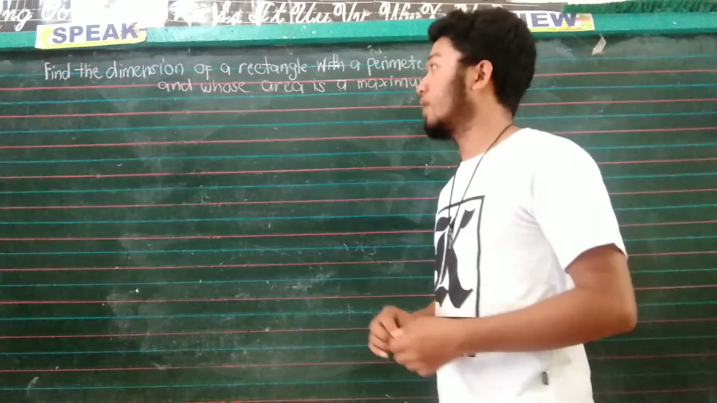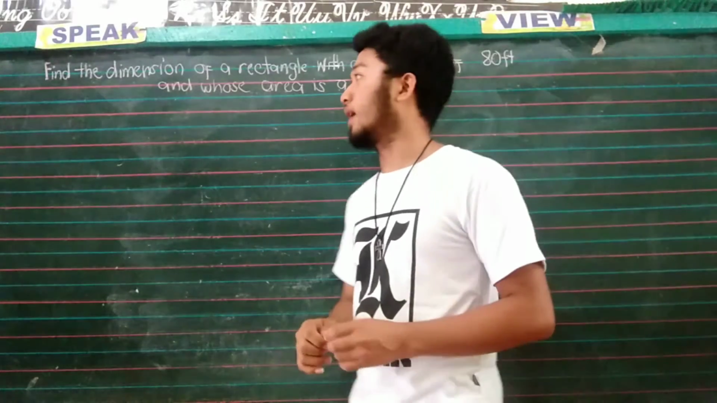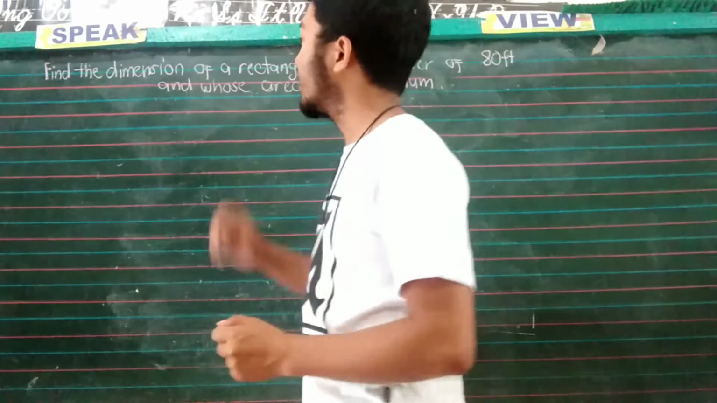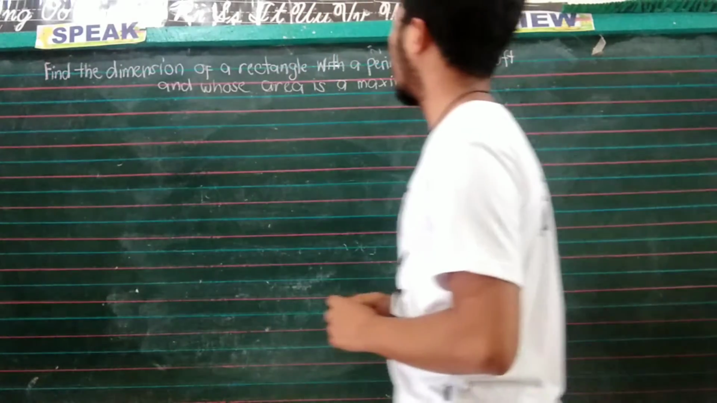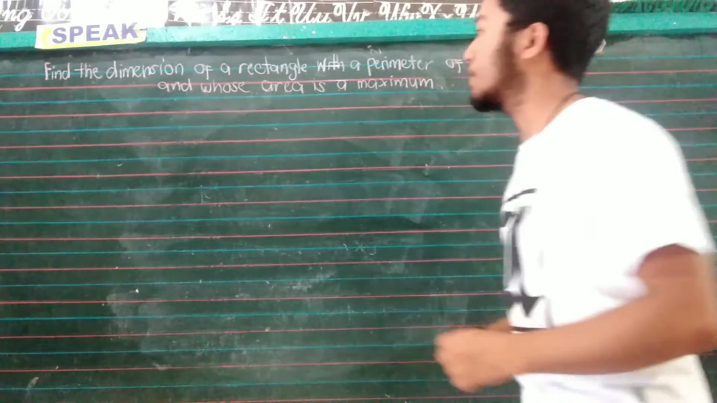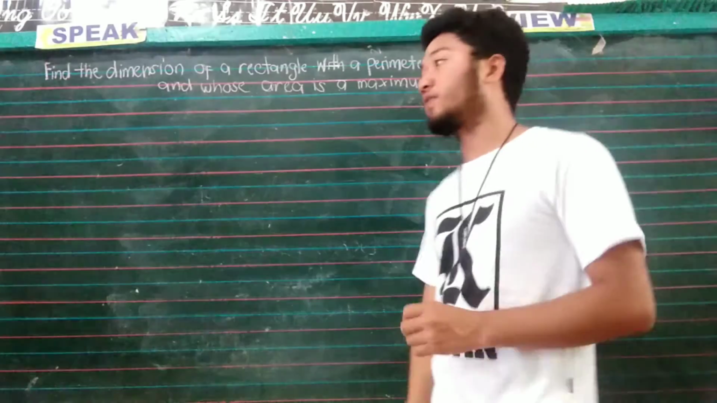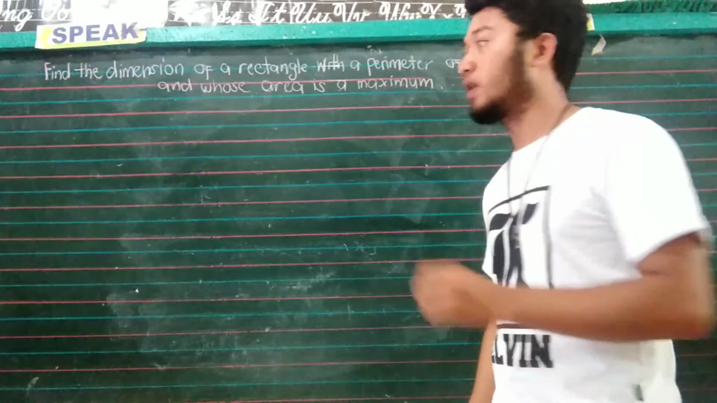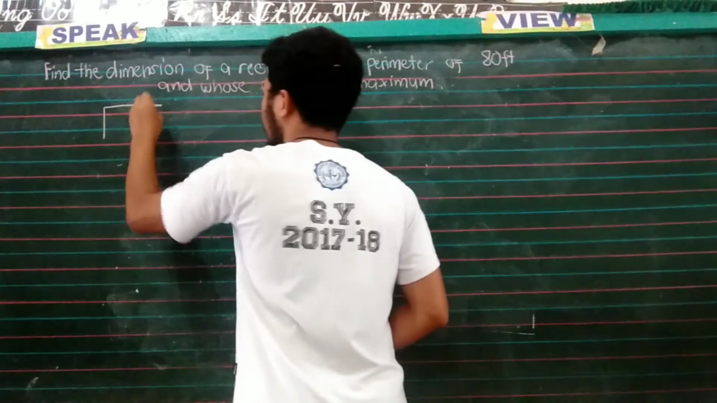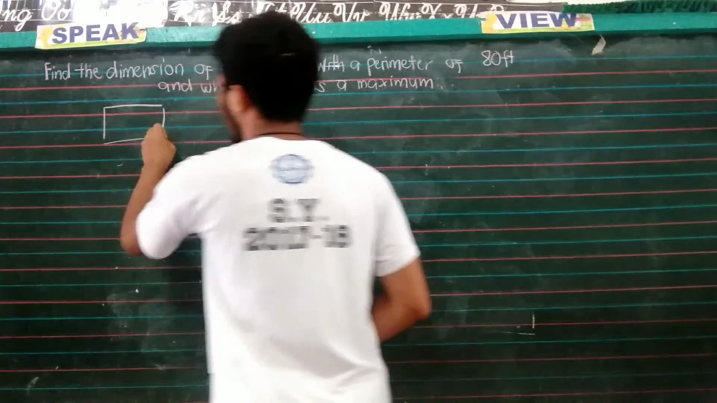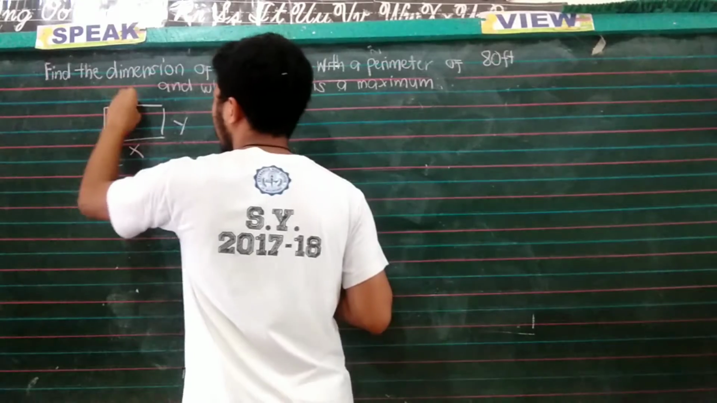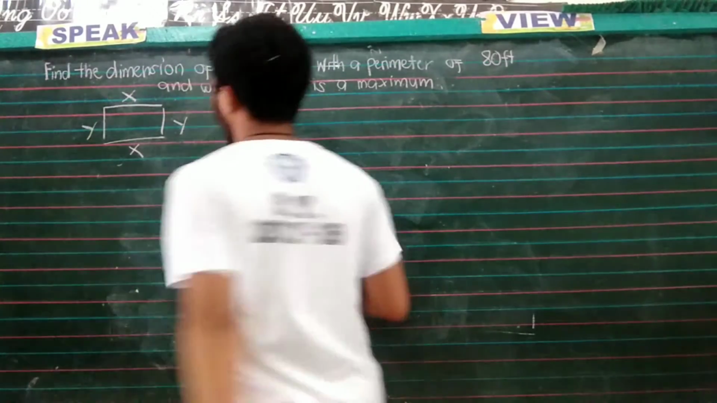So the last problem we have here is about the maxima and minima. This is the problem. Find the dimension of a rectangle with a perimeter of 80 feet and whose area is a maximum. So first we need to find the dimension. First, I need to draw a rectangle here. So let this be x, and this is y, x and y.